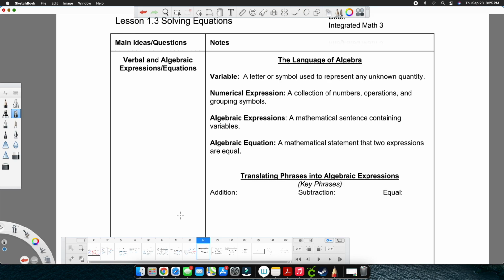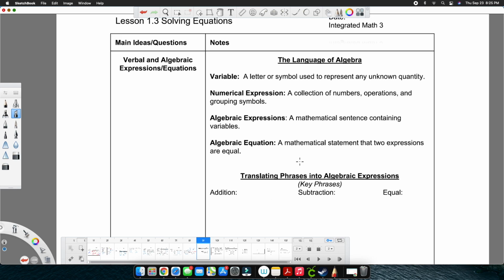A variable is a letter or symbol used to represent any unknown quantity. So remember, that's all a variable represents. It's just something we don't know yet, so it's a placeholder. A numerical expression is a collection of numbers, operations, and grouping symbols. An algebraic expression is a mathematical sentence containing variables. An algebraic equation is a mathematical sentence that states that two expressions are equal to each other.